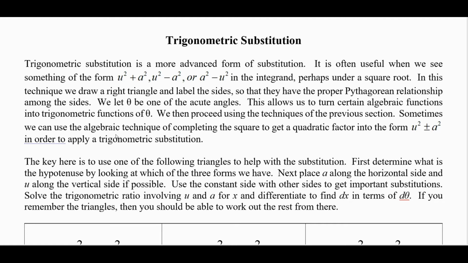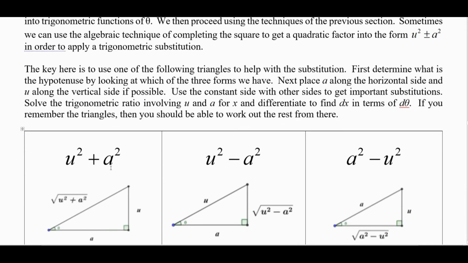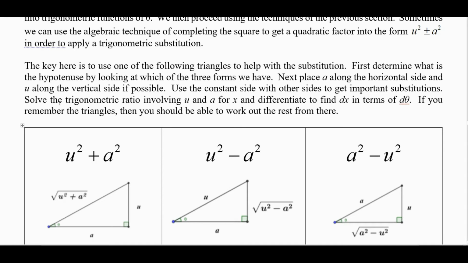And then we proceed using the techniques from the previous section, where we use certain trig identities and so forth to do further substitutions. Sometimes we can use the algebraic technique of completing the square to get a quadratic factor into this form u squared plus or minus a squared. We'll cover that in a later video, and that will allow us to apply the trigonometric substitution. In this video, we're going to look at three or four basic examples.